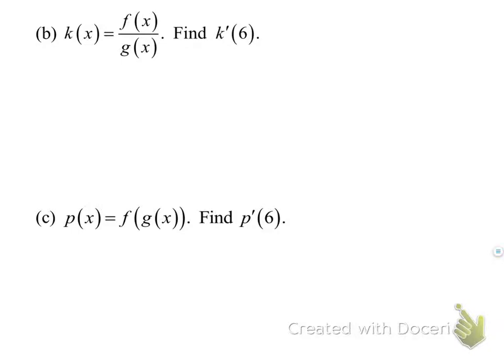Okay, p prime of x. We're going to use the quotient rule. We're going to find it in general first. Then we're going to plug in 6. Then we're going to find our values. Then we're going to find our answer.